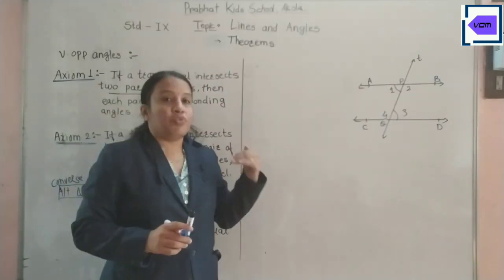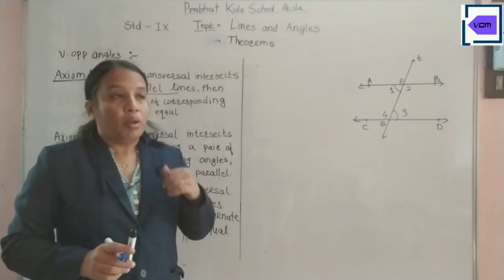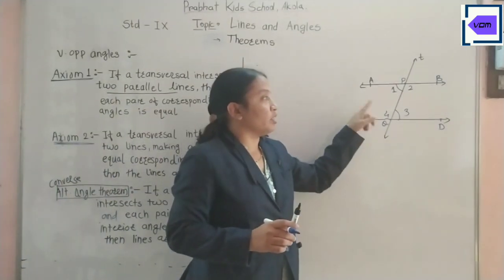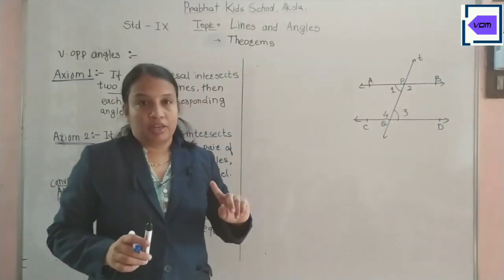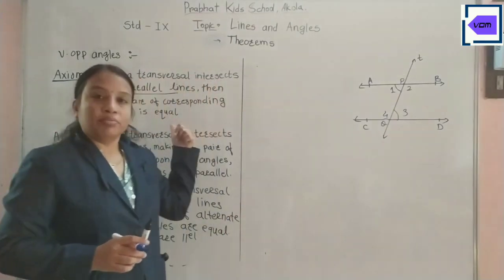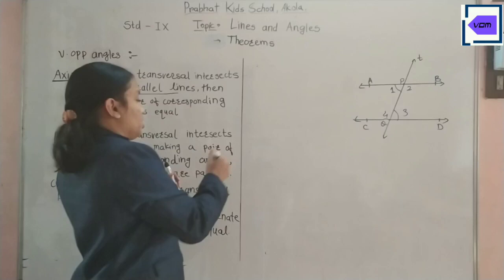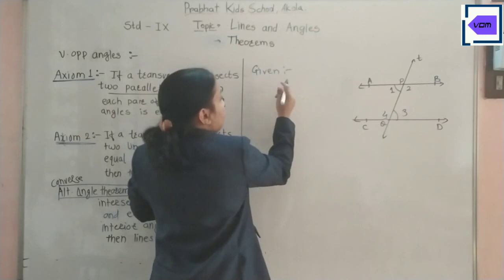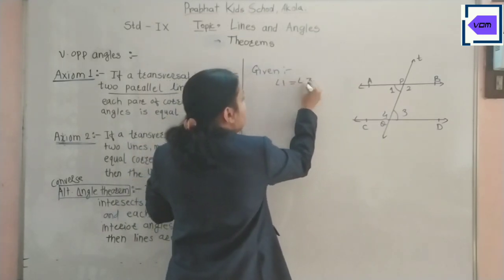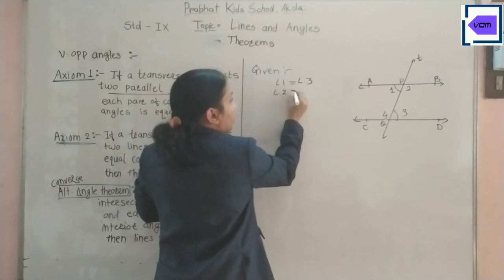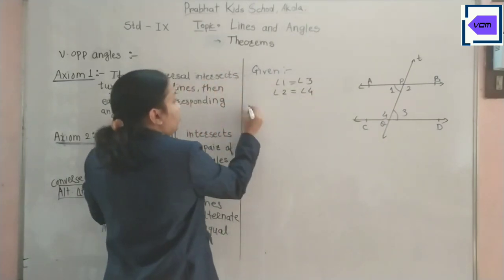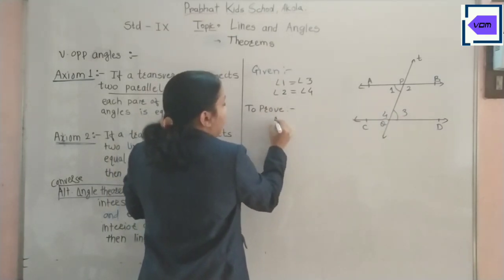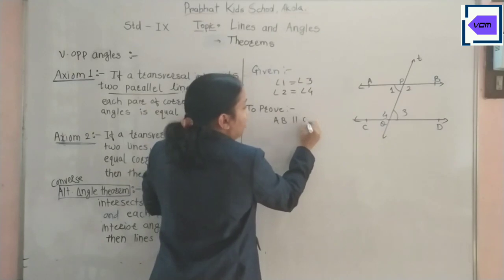Now for that, if you want to prove any two lines are parallel, you have to prove that the corresponding angles formed by the transversal with the lines are equal. That only means the axiom of corresponding angles. So what is given here? Given that angle 1 equals angle 3, angle 2 equals angle 4. Now this is given to you. Now what to prove? That is, line AB is parallel to line CD.